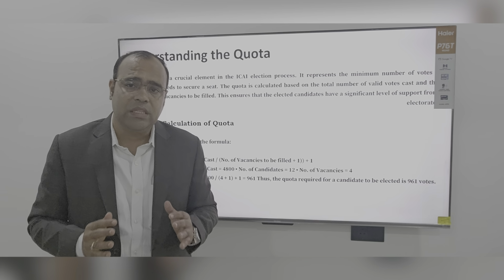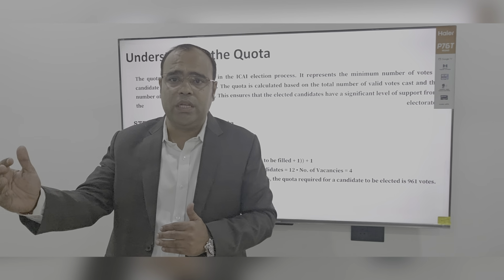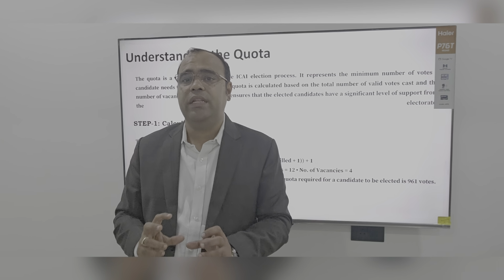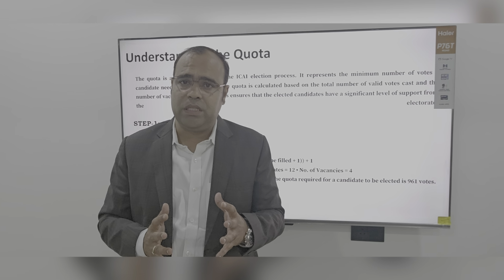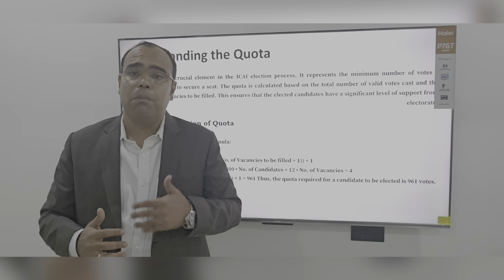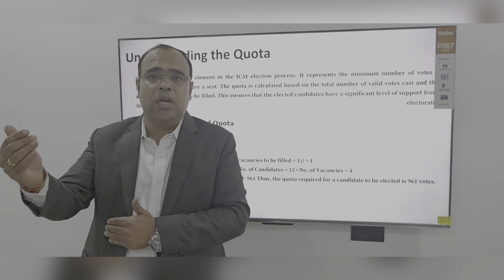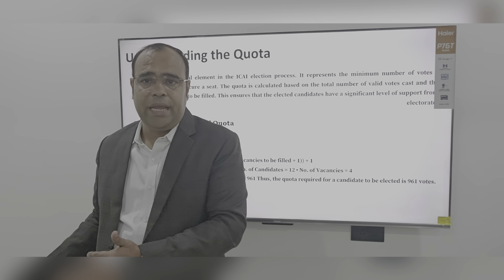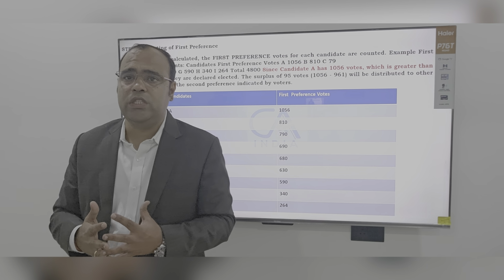But obviously, not all candidates get the quota. Some may get more than the quota, and some less. Then comes the real picture about the distribution. First we look at the surplus. If any candidate gets more than the quota, his excess votes over and above the quota will be distributed to the other remaining candidates in proportion. How should it be calculated?